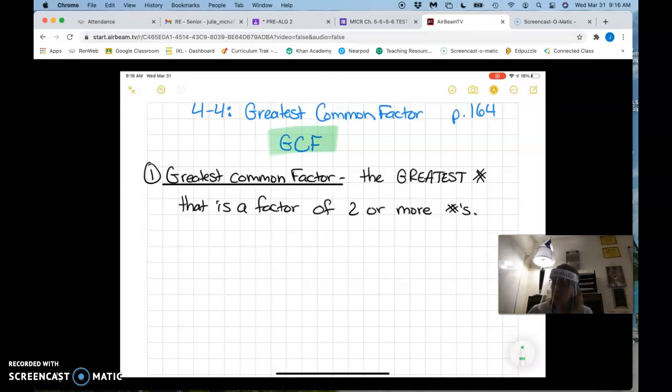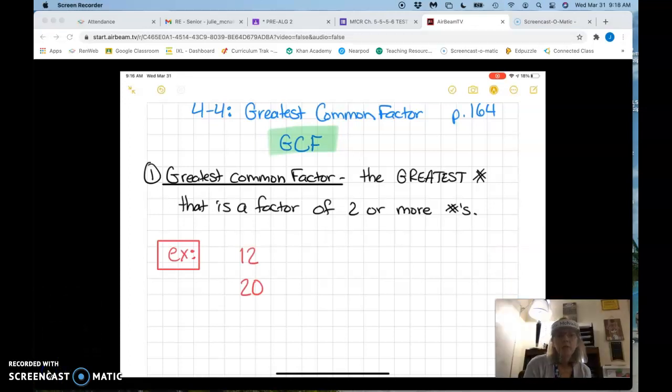And the definition of greatest common factor is the greatest number that is a factor of two or more numbers. And so we're going to do some examples and you'll see exactly what I mean by that, okay? So here's our example to find the greatest common factor. They give me two numbers, 12 and 20, and it says find the greatest common factor of 12 and 20.